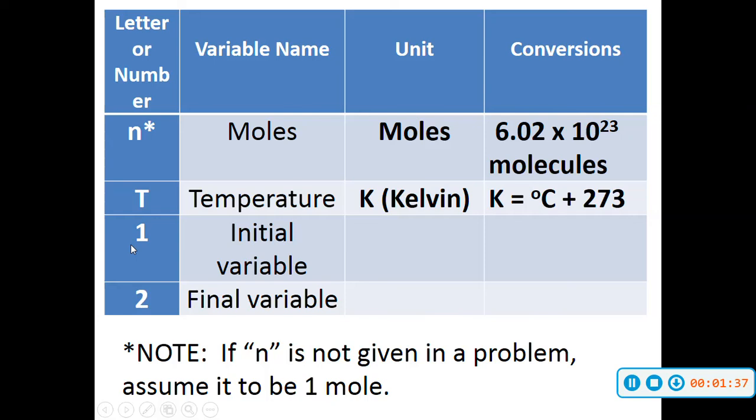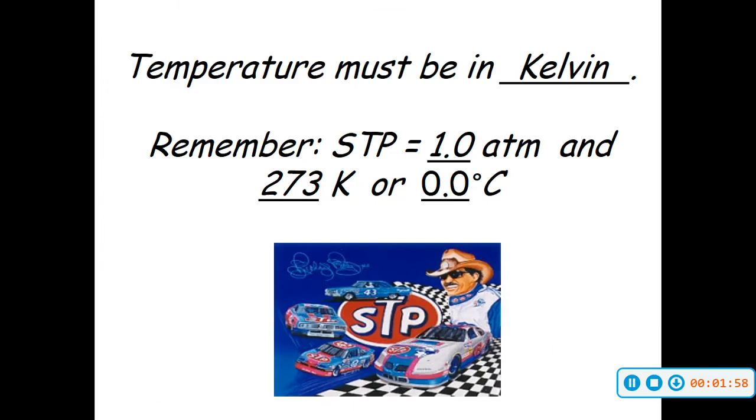The subscript of 1 is going to be your initial variable, and the subscript of 2 is your final variable. If N is not given in your problem, we are going to assume N to be 1 mole. Most of the time this only applies to the combined gas law. Again, temperature must be in Kelvin. And remember STP, standard temperature and pressure, is 1 atmosphere and a temperature of 273 Kelvin or 0 degrees Celsius.